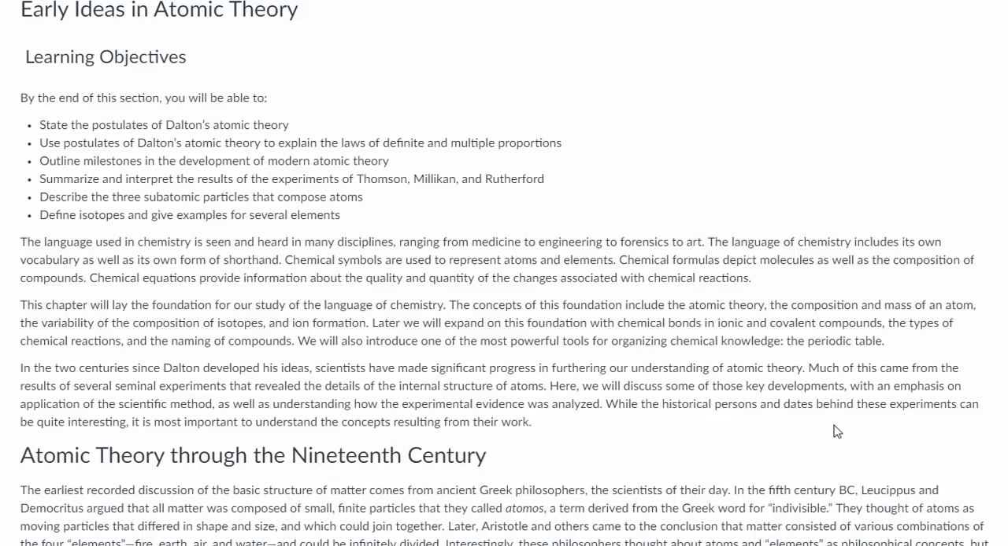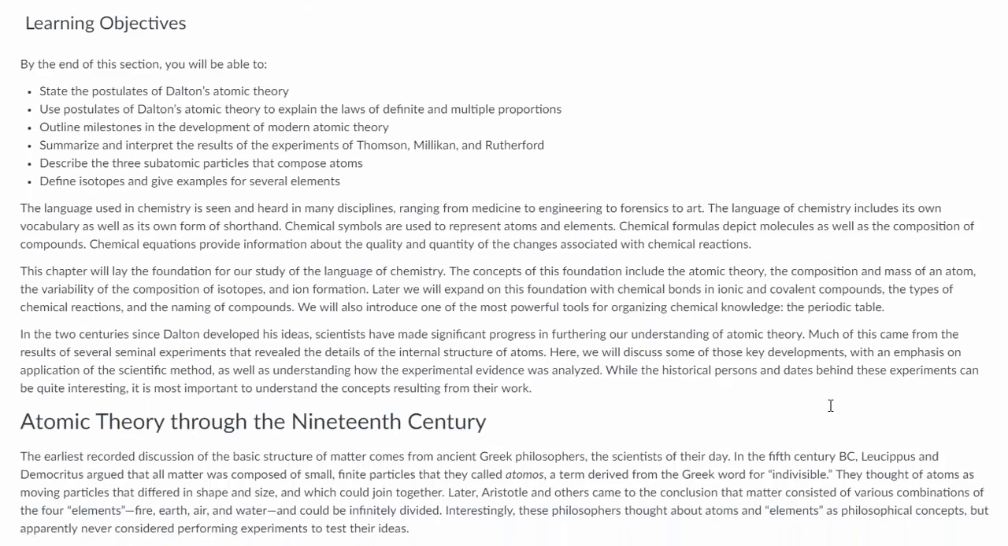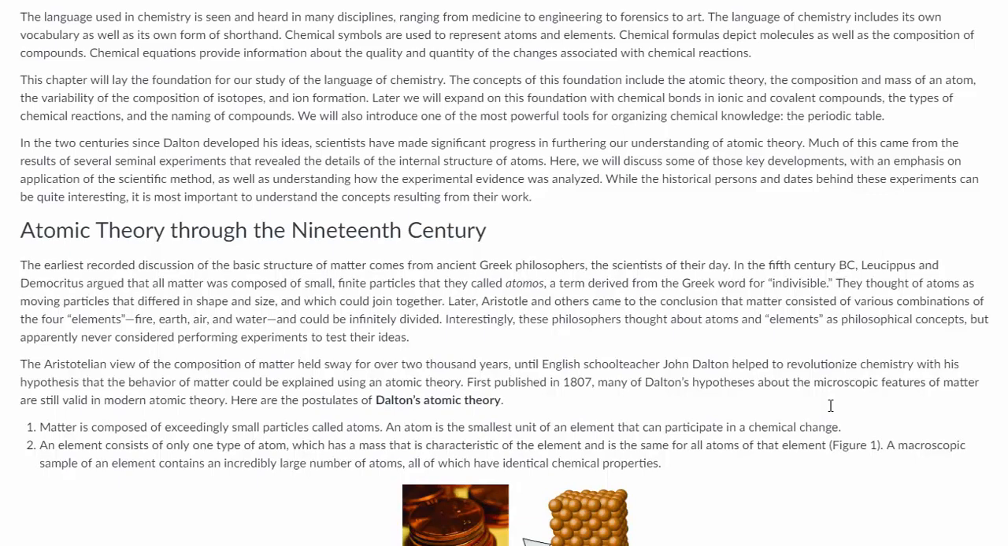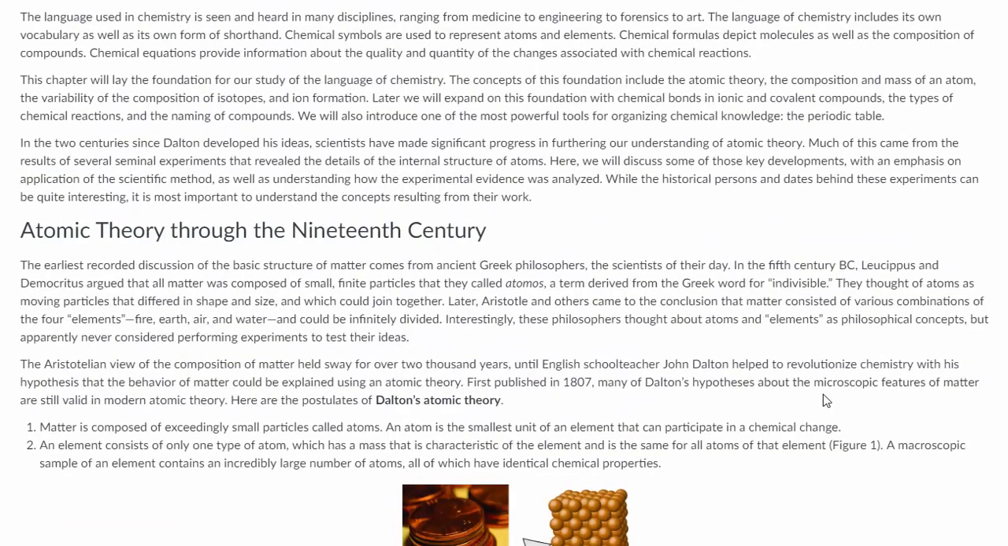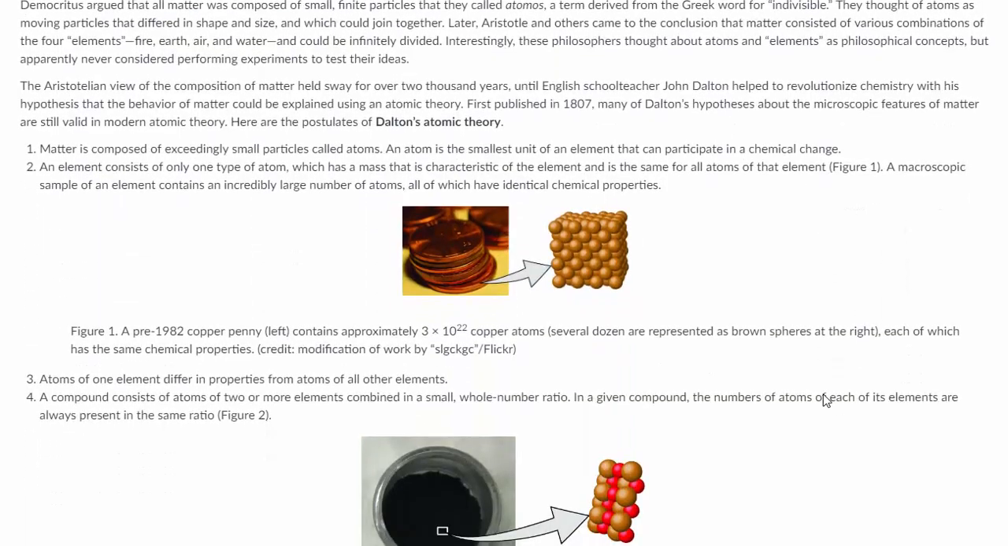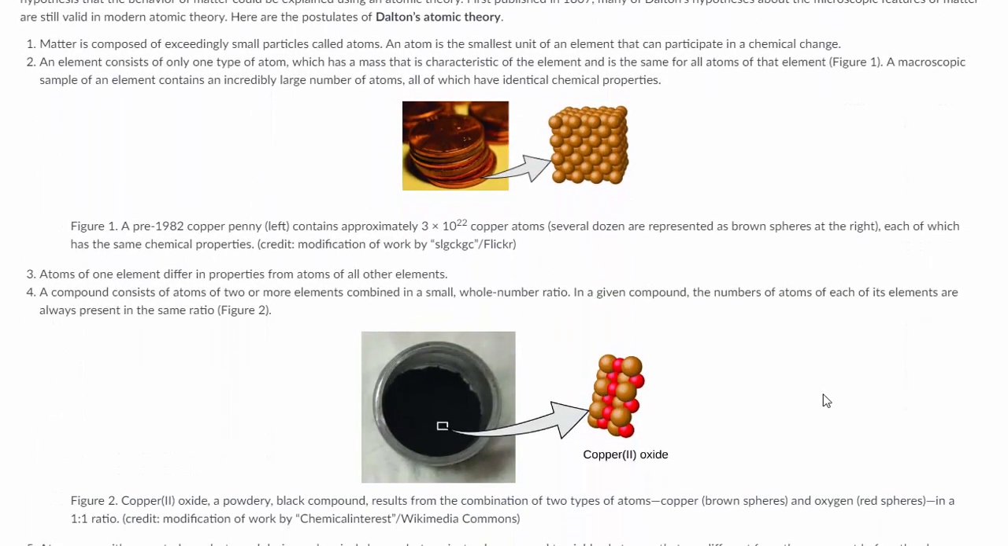We're going to talk briefly about the history of atomic theory as we start to describe the parts of an atom. Around 1800, a man named John Dalton came up with a theory that helped us understand an awful lot about matter. He had five postulates. First, matter is composed of small particles called atoms, and the atom is the smallest unit of an element that can participate in chemical change. We talked about that in the review module.